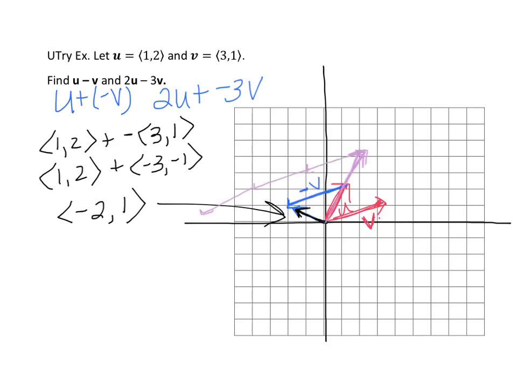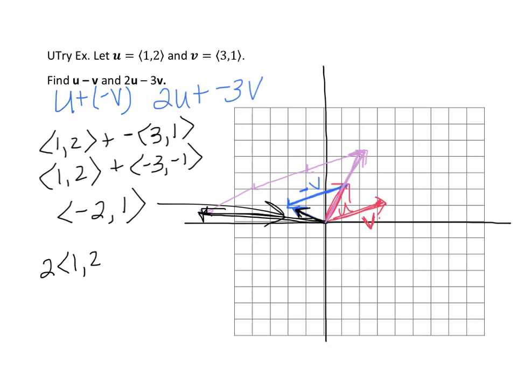Okay, I've drawn 2u, just double the length of u, and then I have to subtract 3 v's. So here's backwards 1v, backwards 2v, backwards 3v. My answer is going to be something like this. So let's see what it turns out to be algebraically.